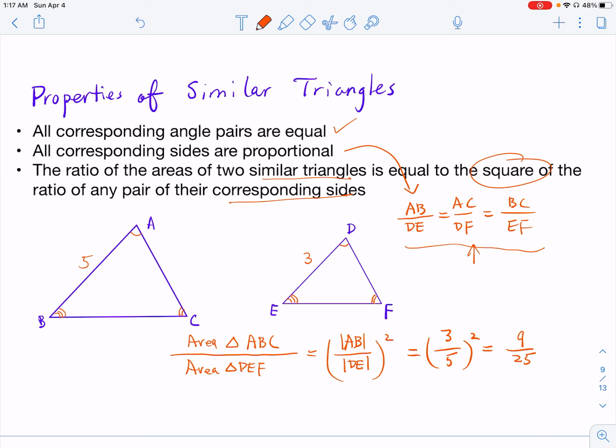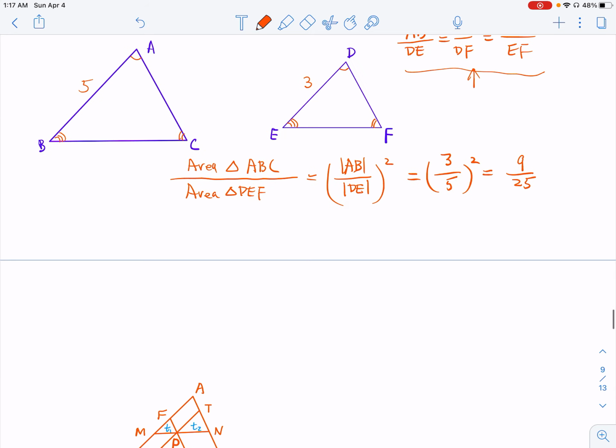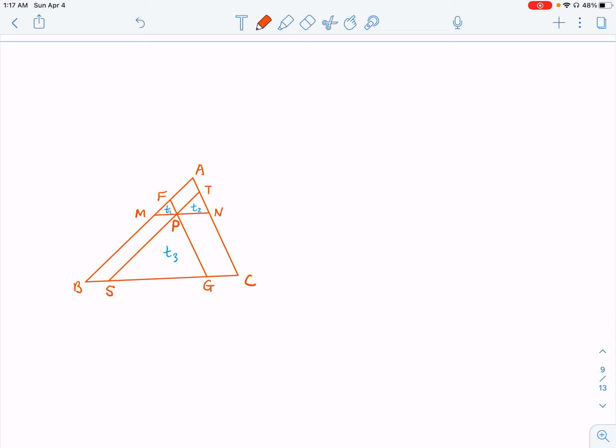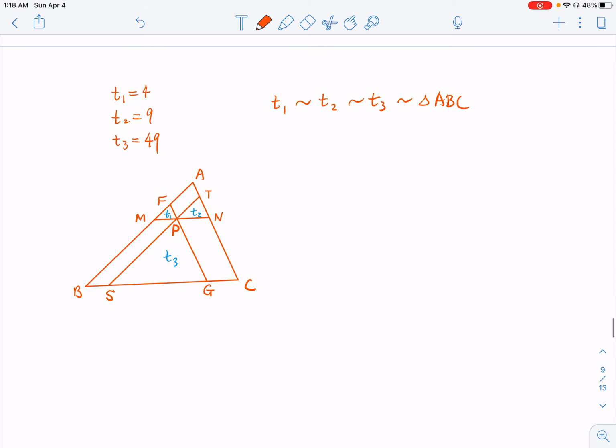So now let's go back to our original problem. We were given that in this case T1 equals 4, T2 equals 9, T3 equals 49. And we know that there are a lot of similar triangles. Triangle T1 is similar to T2, similar to T3, and similar to triangle ABC. So we need to find the area of ABC, but we're given the area of T1 equal to 4, this equal to 9, this equal to 49. So we just need to find out the ratio.